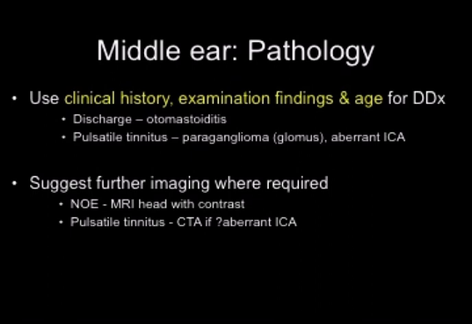So the useful thing about the middle ear is the ENT surgeon can see most of it, and in an ideal world, you would have a decent clinical history on the request, examination findings, and you obviously know the age. The combination of those 3, really for the middle ear, should guide your differential diagnosis. So a patient with discharge, it's likely to be otomastoiditis plus or minus cholesteatoma. If you've got pulsatile tinnitus, it's going to be either a vascular lesion, such as a glomus tympanicum, so I think the new preferred terminology is paraganglioma, or an aberrant ICA. And if you think that the CT isn't adequate for actually diagnosing the lesion, you should go on to do further imaging. So most commonly, a post-contrast MRI head, or if you've got pulsatile tinnitus, usually a CTA, to look for a vascular abnormality.